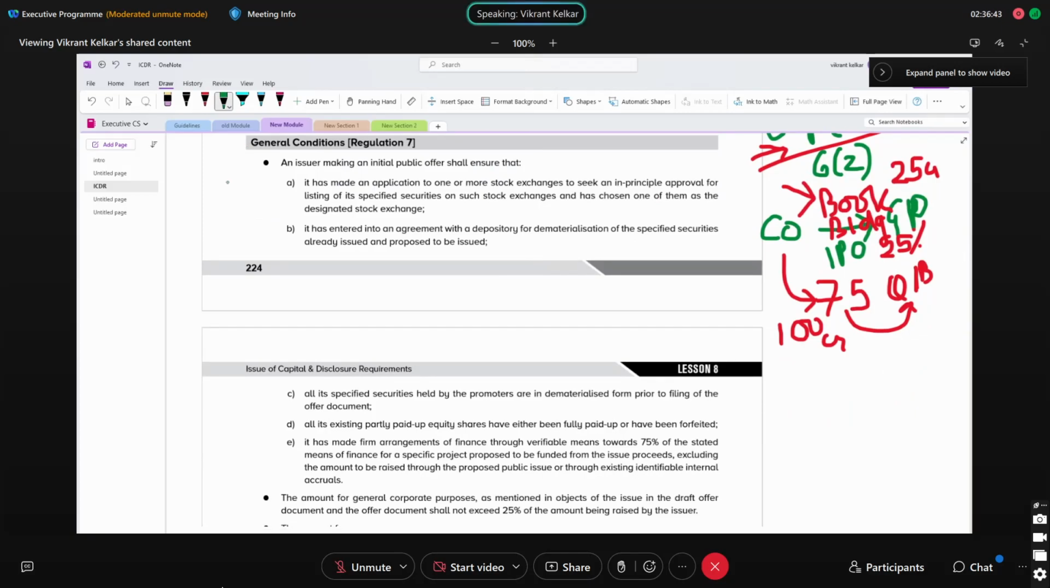Now, general conditions. What are general conditions? These are the common, simple conditions. First one: an issuer making an initial public offer shall ensure that it has made an application to one or more stock exchanges to seek in-principle approval. Now tell me, you are a new, unlisted company, you wish to raise funds through the general public. Whether you have to provide the facility of the secondary market to your holders or not.